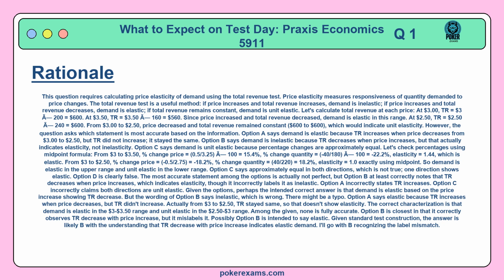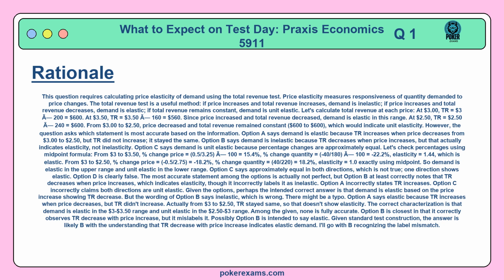Let's calculate total revenue at each price. At $3, TR equals $3 × 200 equals $600. At $3.50, TR equals $3.50 × 160 equals $560. Since price increased and total revenue decreased, demand is elastic in this range. At $2.50, TR equals $2.50 × 240 equals $600. From $3 to $2.50, price decreased and total revenue remained constant, $600 to $600, which would indicate unit elasticity.